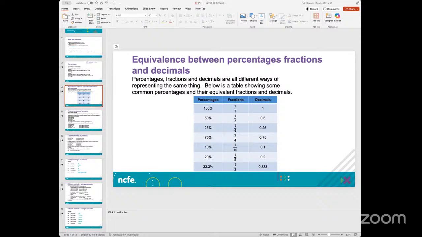So percentage, fractions, and decimals is what we covered yesterday, and we looked at ways of how we can convert a percentage into a fraction, a percentage into a decimal, a decimal to a fraction, a fraction to a decimal, and then a fraction to a percentage. So today, continuing with that topic of yesterday, we want to understand how we create or look at equivalence between percentages, fractions, and decimals.